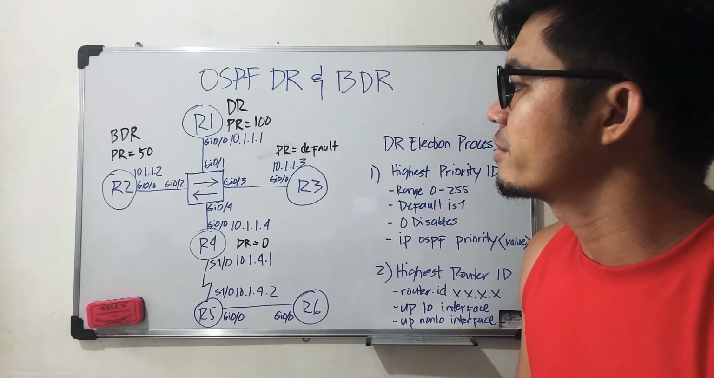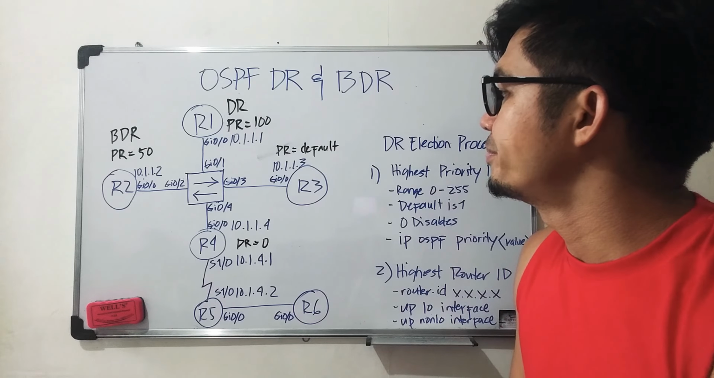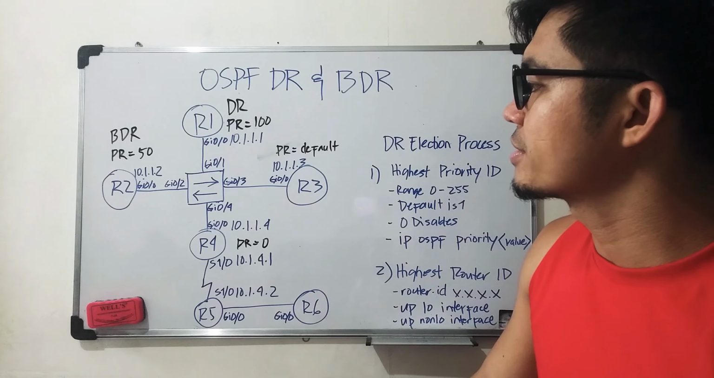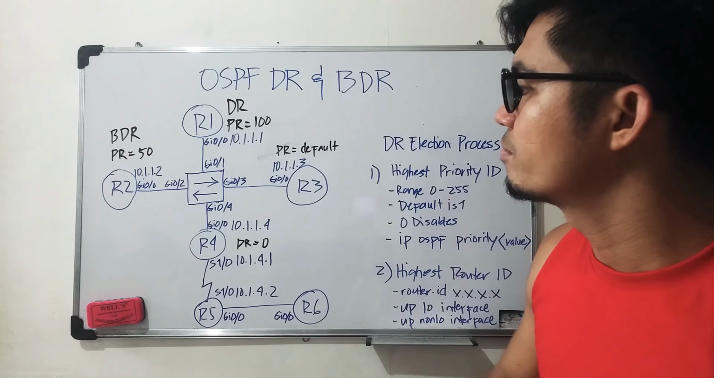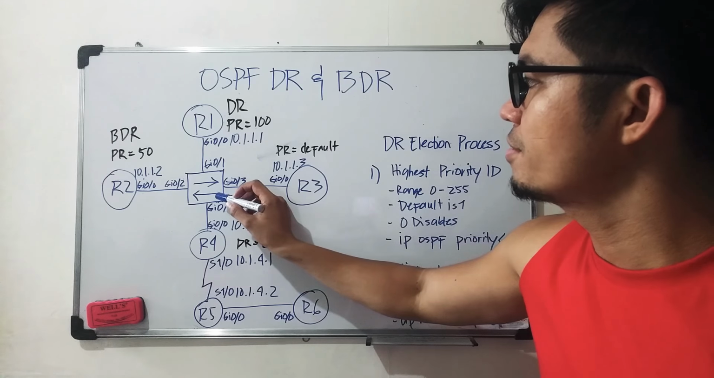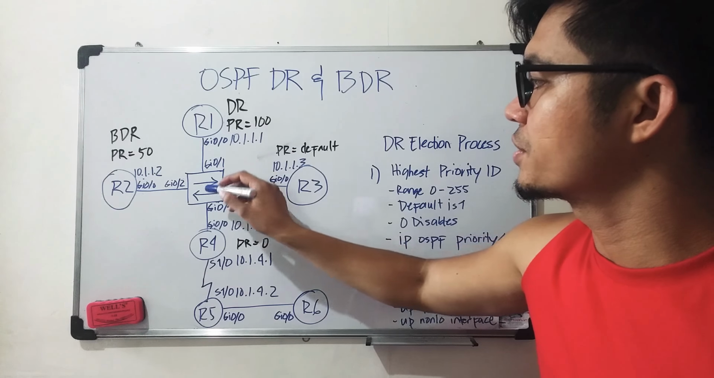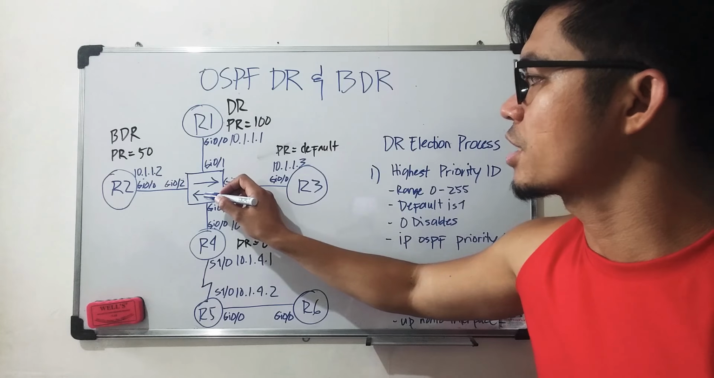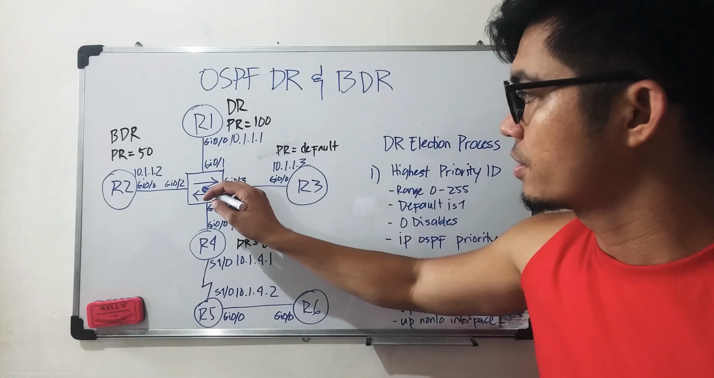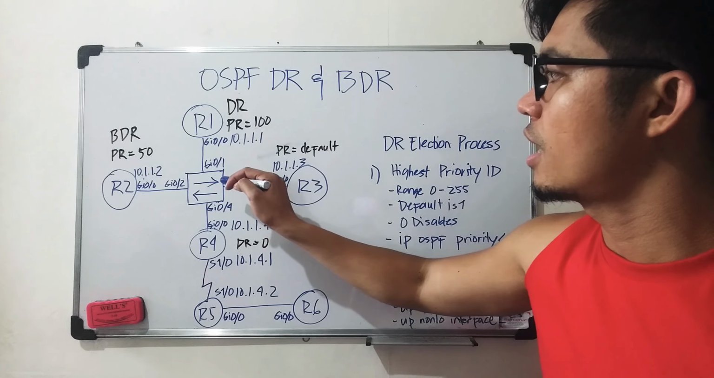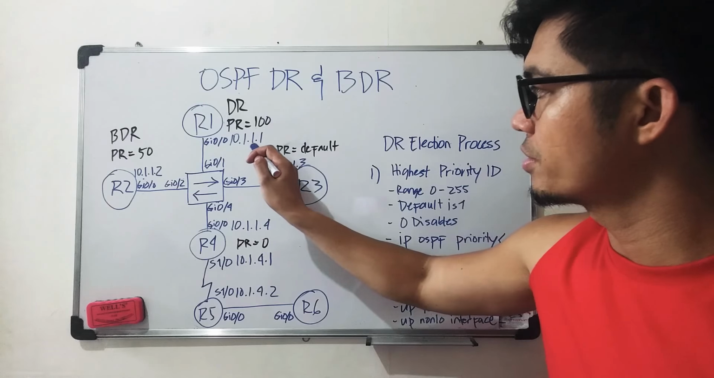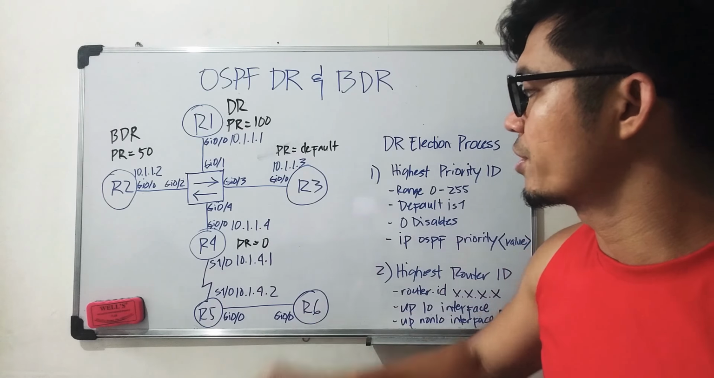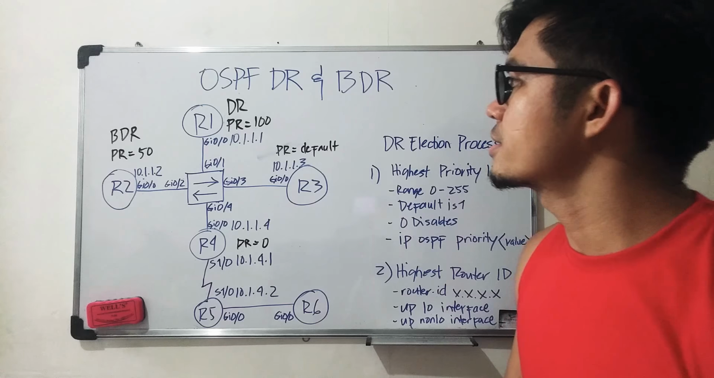topology. So we have 1, 2, 3, 4, 5, 6. So we have 6 routers, and we have a layer 2 switch here, and these 4 routers are connected to this single switch. So this is just one segment, right? As you can see, these routers are on the same subnet. So 10.1.1.1, .2, .3, .4.